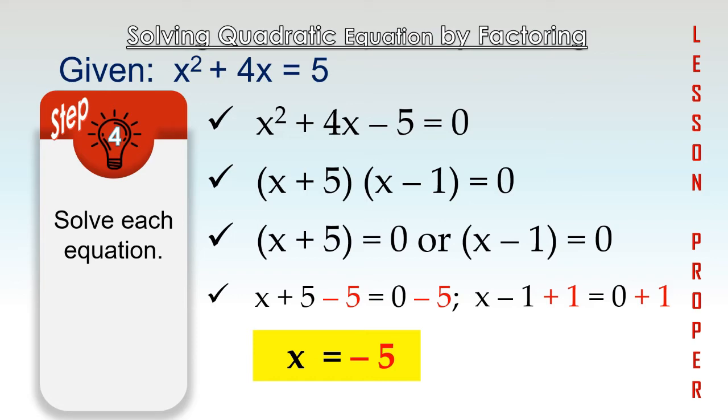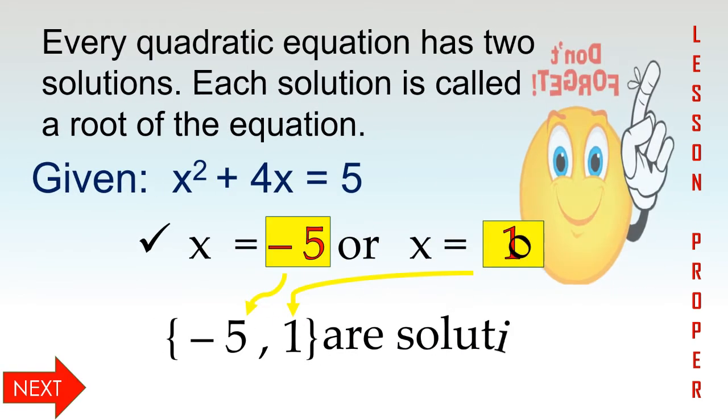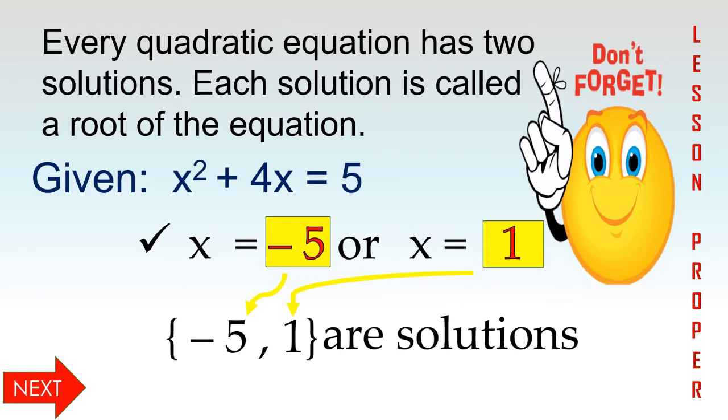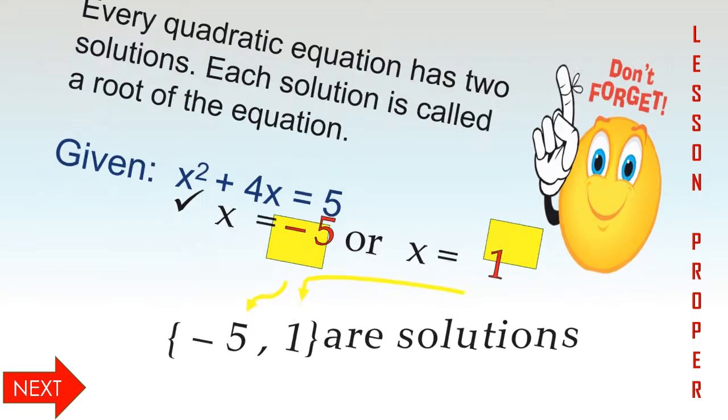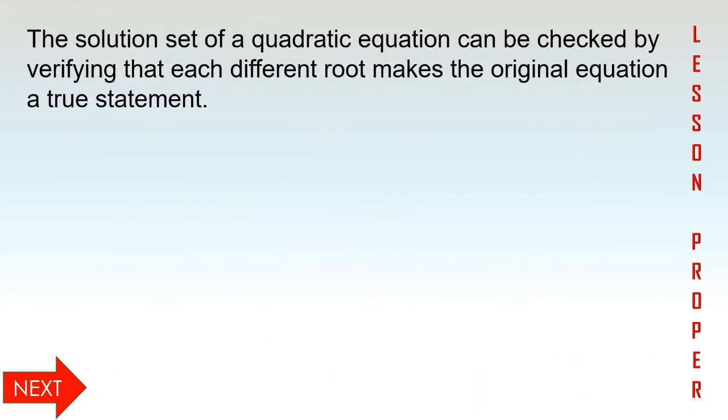which is equal to 1. Every quadratic equation has two solutions. Each solution is called a root of the quadratic equation. So the given x squared plus 4x is equal to 5 has the following solutions. x is equal to negative 5 or x is equal to 1, which can also be represented using a solution set. The solution set of a quadratic equation can be checked by verifying that each different root makes the original equation a true statement by means of substitution.